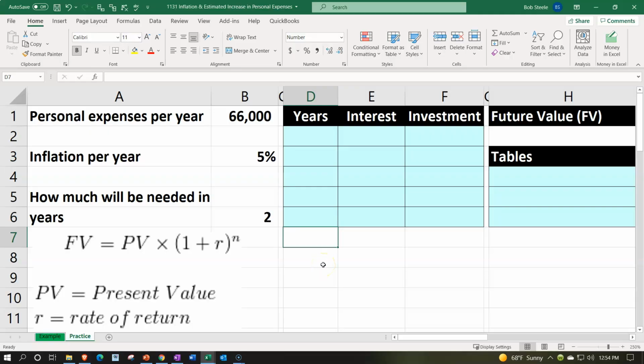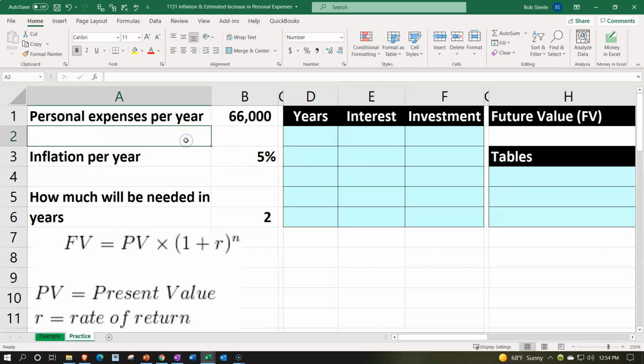Here we are in our Excel worksheet. If you have access to the Excel worksheet and would like to follow along, note that we're down here in the practice tab as opposed to the example tab, the example tab in essence being an answer key. We have the information on the left-hand side, and we're going to populate that into the blue area on the right-hand side.